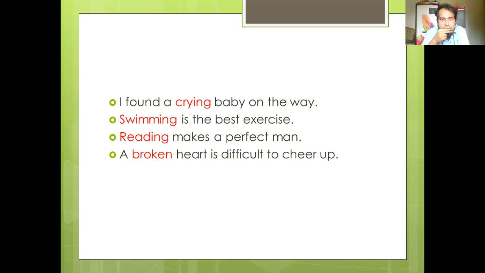Look at the fourth example: a broken heart is difficult to cheer up. Here the condition of the heart is mentioned. How is the heart? The heart is broken. That's why here it works as an adjective. In the first example, a crying baby, that's also an adjective, and in the fourth example, a broken heart, both of these are adjectives. So number 1 and number 4 are participles, and we will also discuss participles in today's lesson. So here, 2 participles and 2 gerunds.